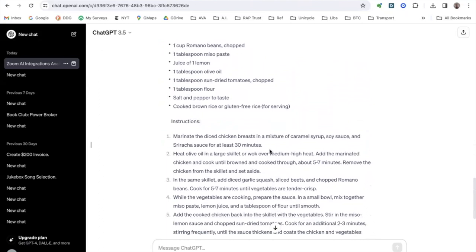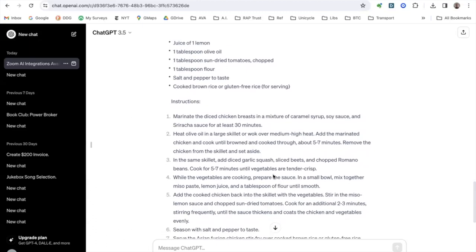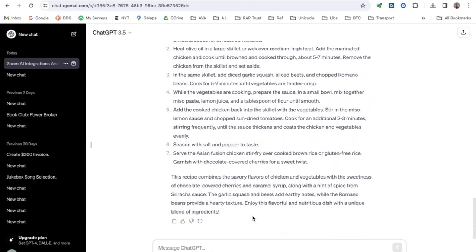I like it. Marinate the diced chicken breasts in a mixture of caramel syrup, soy sauce, and sriracha sauce for at least 30 minutes. I mean, you got to love that, right? It's pretty inventive. And then here's the thing at the end: this recipe combines the savory flavors of chicken and vegetables with the sweetness of chocolate-covered cherries in caramel syrup, along with a hint of spice from sriracha sauce. The garlic squash and beets add earthy notes, while the Romano beans provide a hearty texture. Enjoy this flavorful and nutritious dish with a unique blend of ingredients. So it likes to put a very positive spin on things. All right, any questions on that?